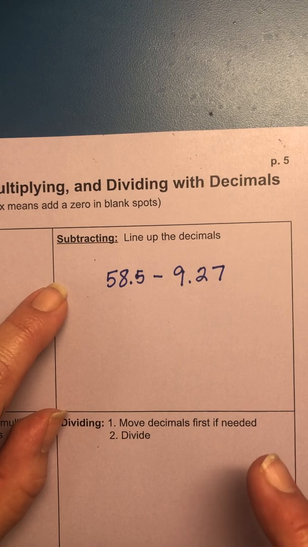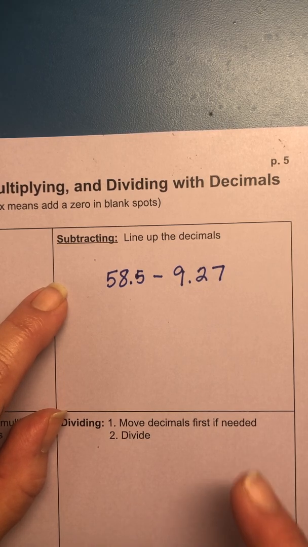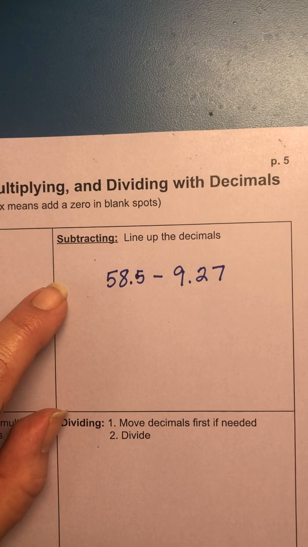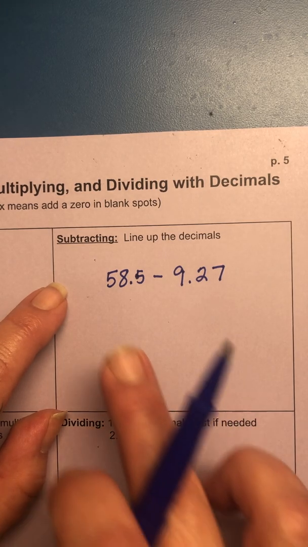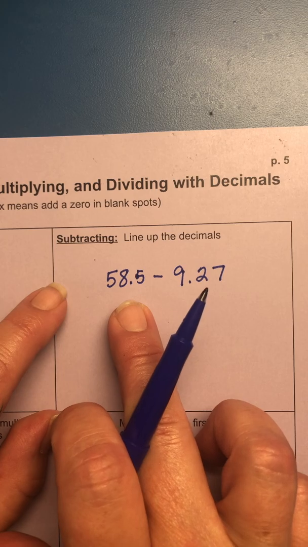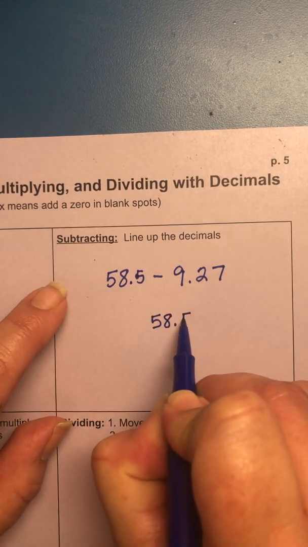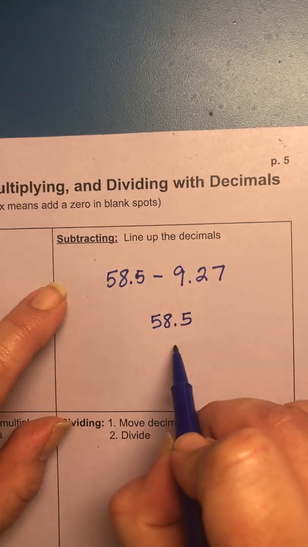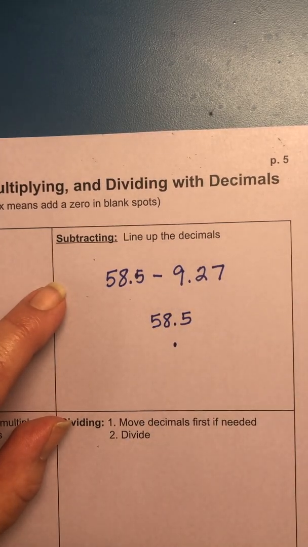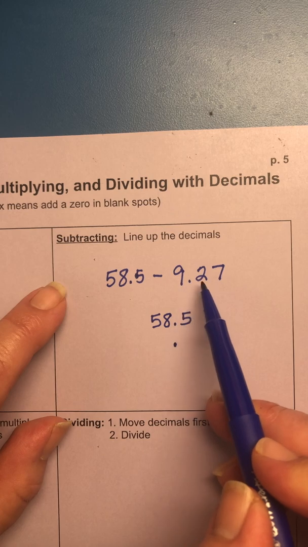3 minus 2 is 1. 2 minus 3 is -1. You'll learn that later. So order matters. When we're subtracting, that first number goes on top. So I'm going to say 58.5. And I want to line those decimals up. And now I have 9.27.